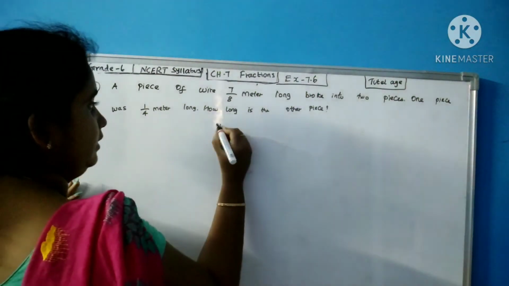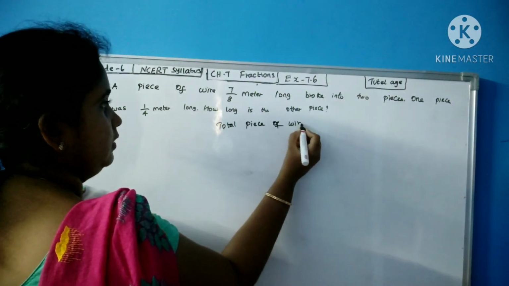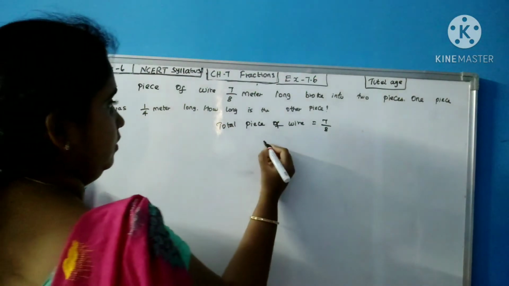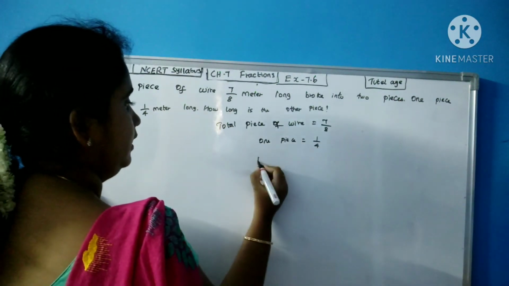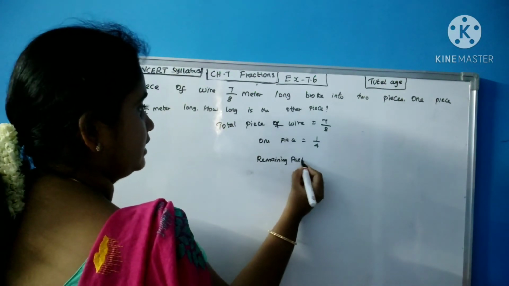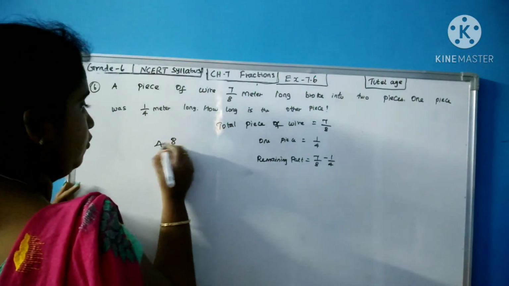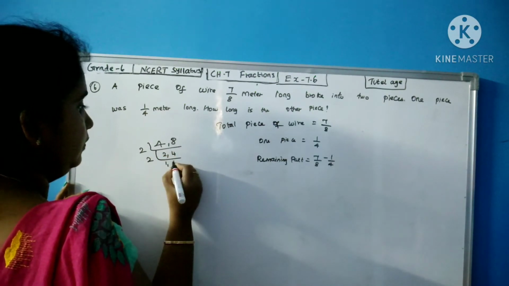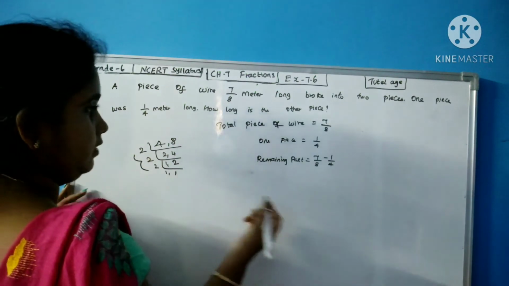Okay, so total piece of wire equal to 7 by 8, and one piece equal to 1 by 4. Remaining part you have to find. So remaining means what you will find out? Subtraction. So 7 by 8 minus 1 by 4. You take LCM for 4 and 8. 2, 2 to 4, 4 to 8. Again 2, 1 to 2, 1 to 2, 2 to 4. Again 2, 1, 1. So 2 to 4, 4 to 8 is your LCM.